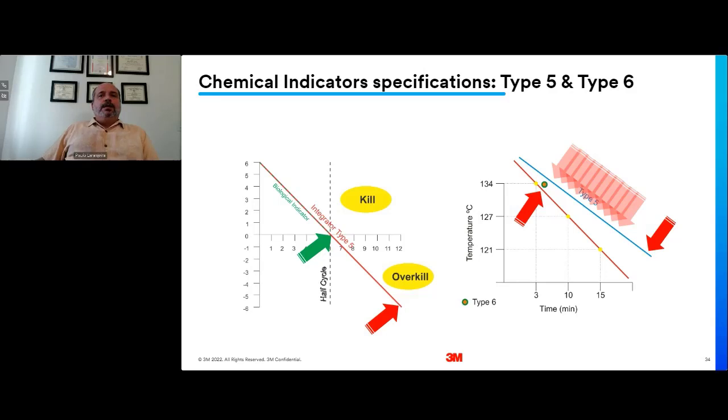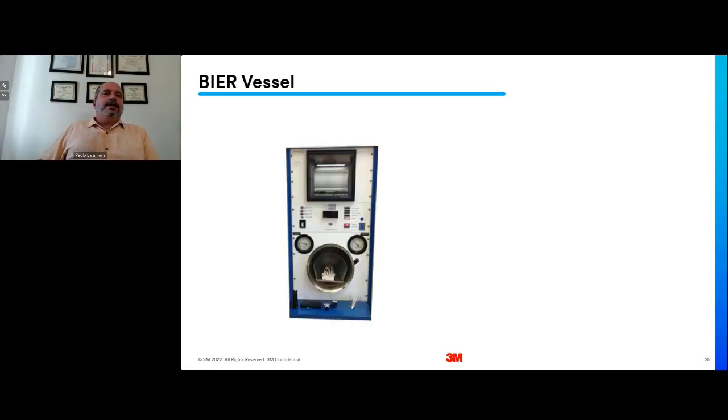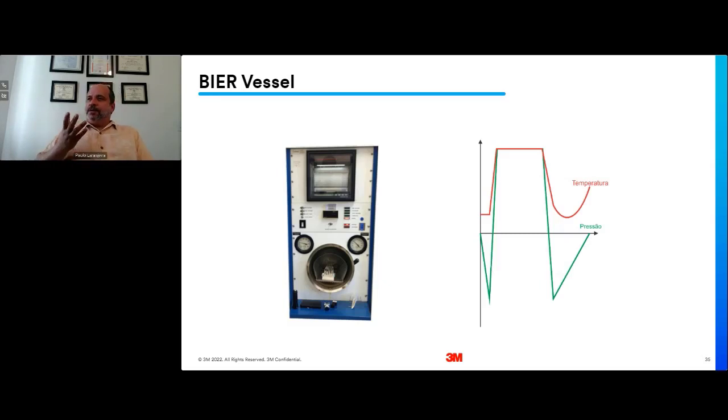So what did I learn from chemical indicators? First, chemical indicators are tested in a vessel called a BIER vessel, a biological indicator evaluator resistometer. So chemical indicators are tested in a vessel that was initially developed for biological indicators. Let's look into this vessel. It is a little bit different from our day-to-day sterilizer. It does one vacuum point, and it goes from this lowest vacuum point to the exposure in 10 seconds. Then it has a very strict exposure time, and then a very fast steam removal and dry phase.